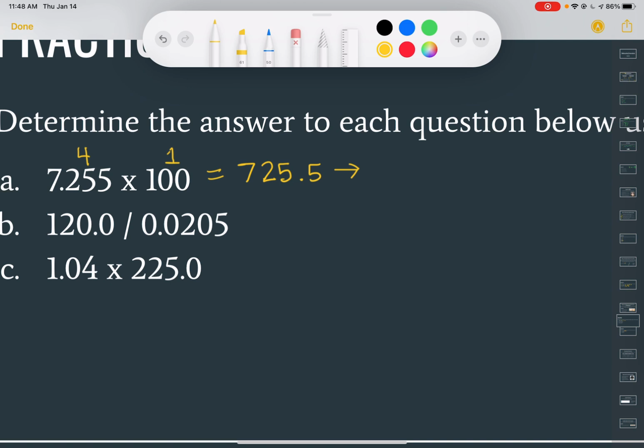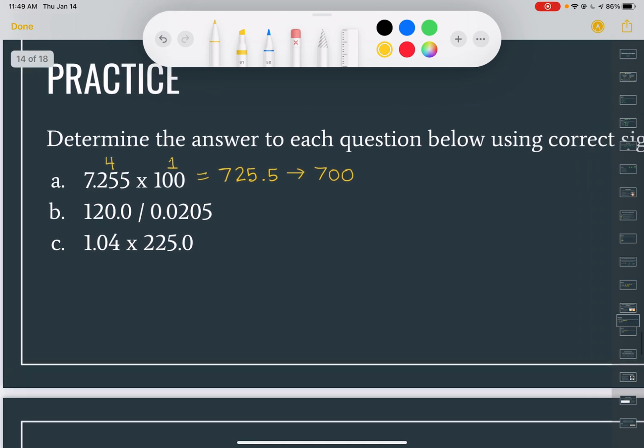So to do that, this number is 725, if you really look at it. So we're only going to be able to have one number. So it's either going to be a 7 or an 8. So is that closer to 700 or is it closer to 800? Well, it's really closer to 700. So we're going to round that down to 700. That way there's only one significant digit.